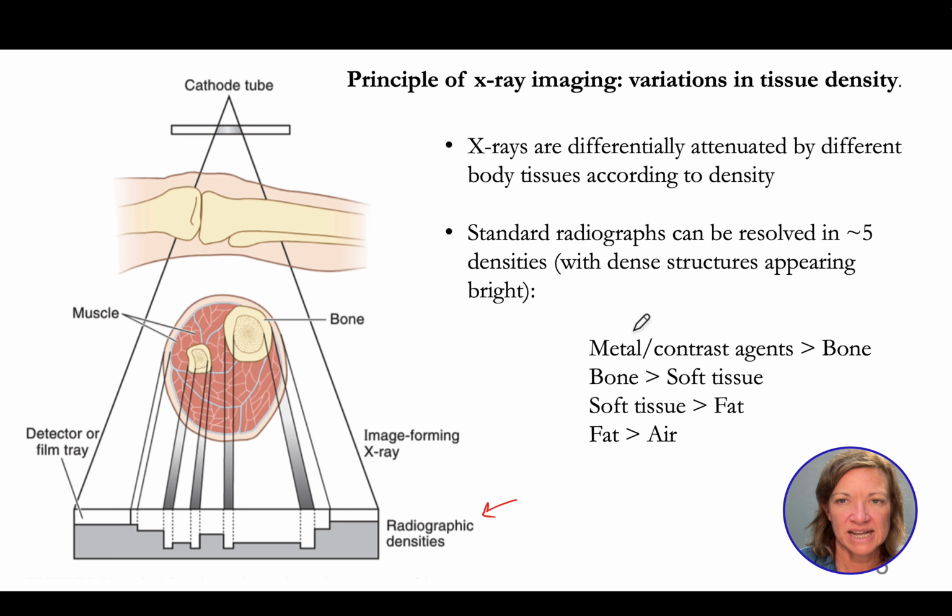If you have a metal implant or a contrast agent, that's brighter than bone. Bone is brighter than soft tissue. Soft tissue is brighter than fat, and fat is brighter on X-ray than air. And so brightness on X-ray imaging, like CT, equates with tissue density.